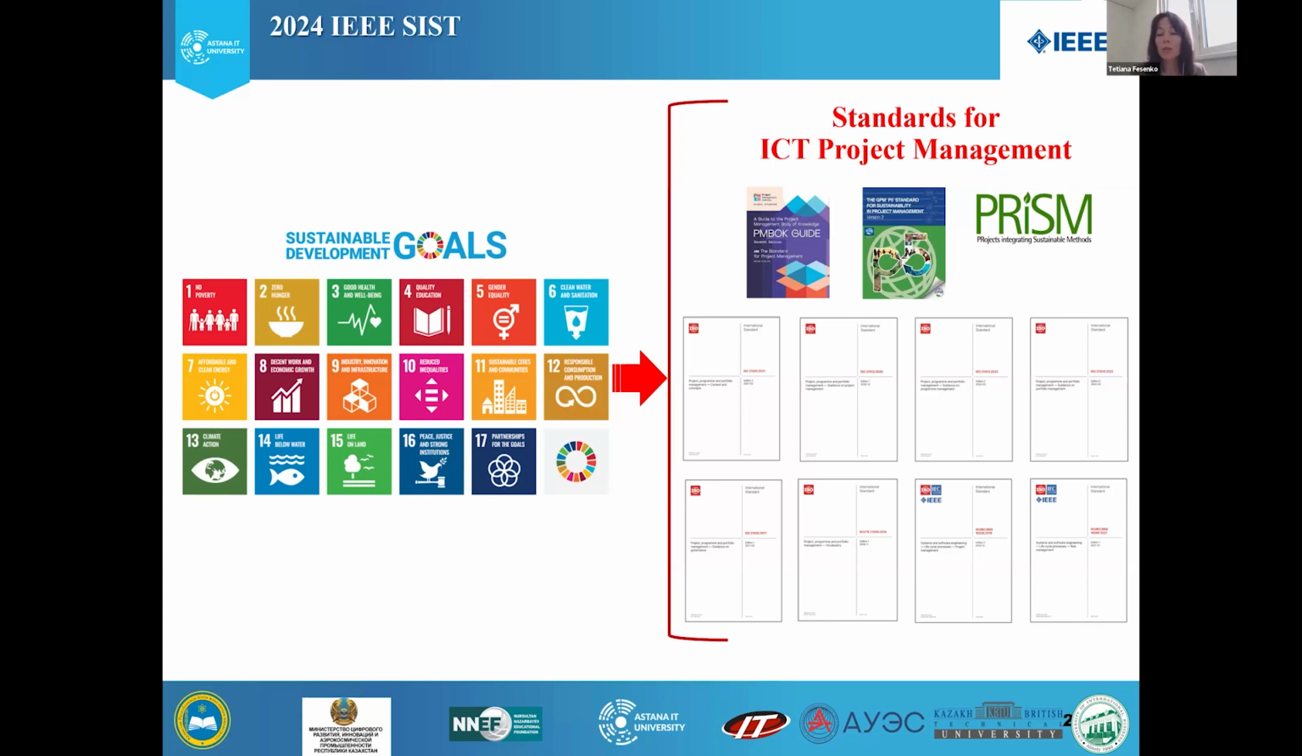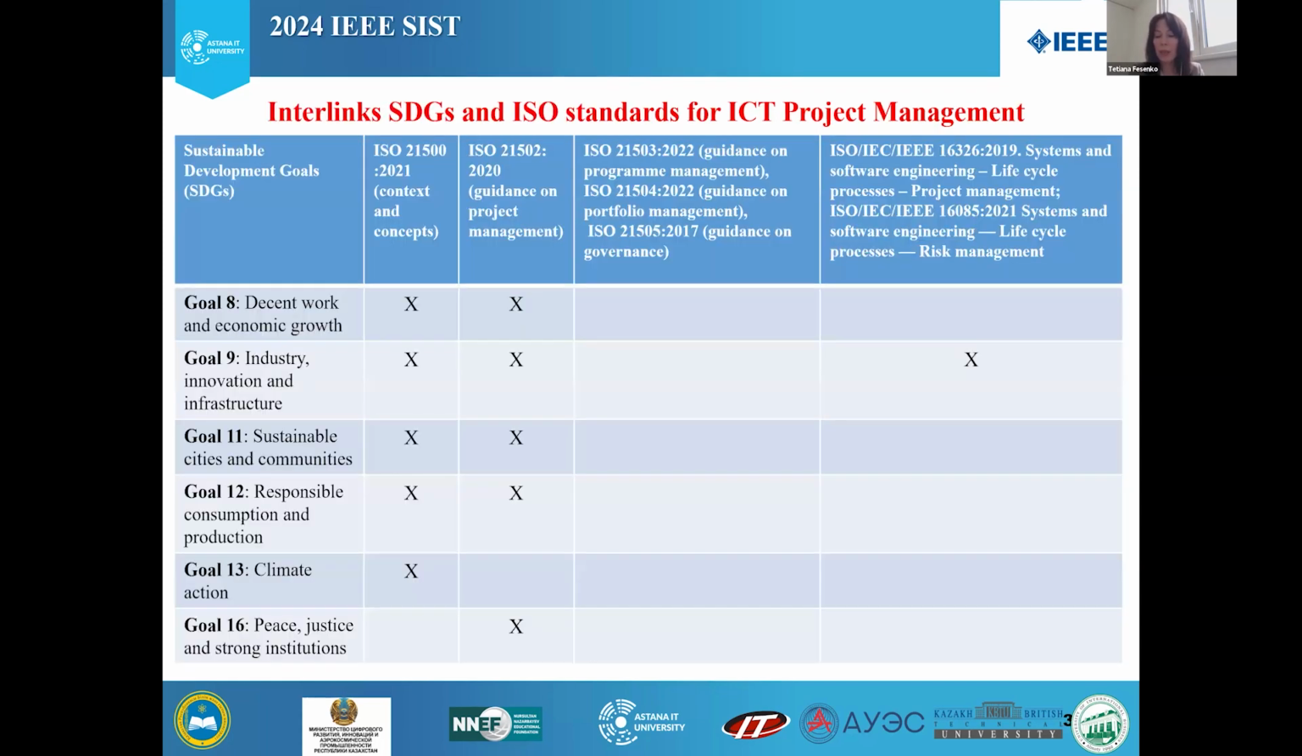It is noteworthy that GPM P5 and PRISM are general for the management of any project or company, and they are recommended for use in any field. The International Organization for Standardization, ISO, has recently begun promoting links between standards and sustainable development goals.